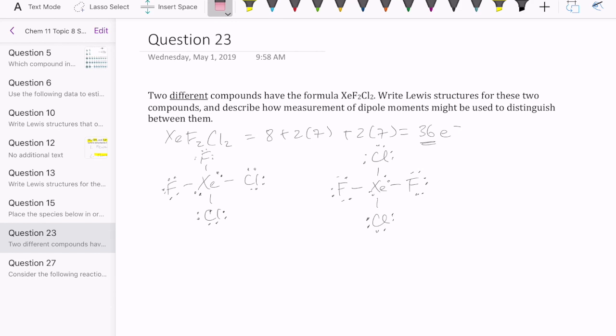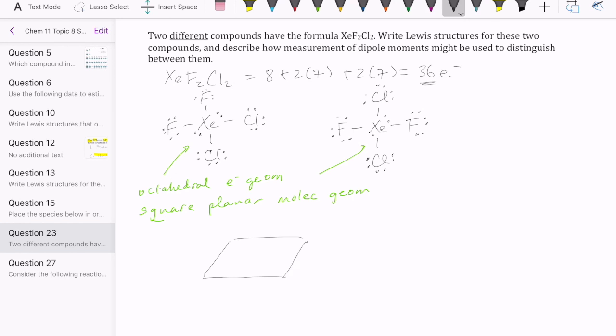So if you look at the electron geometry of that central atom, this is an octahedral electron geometry. The molecular structure though is square planar, right? So both of them have the same electron geometry and molecular geometry, or molecular structure. They both have octahedral and square planar. Now square planar of course means this. If you draw it out, this is what square planar looks like.